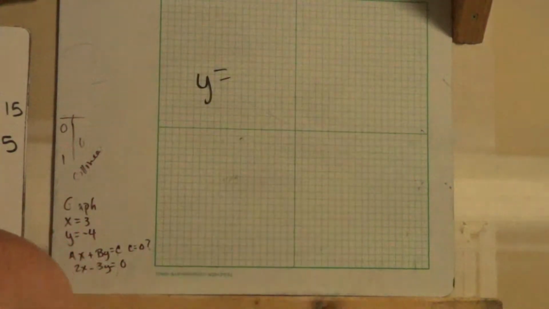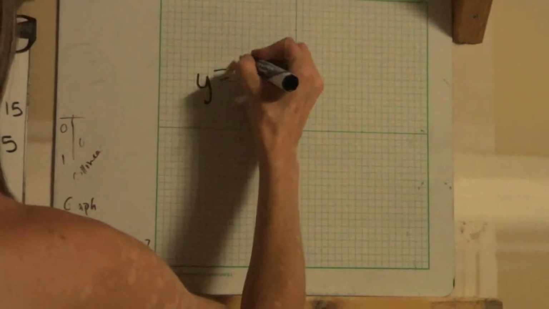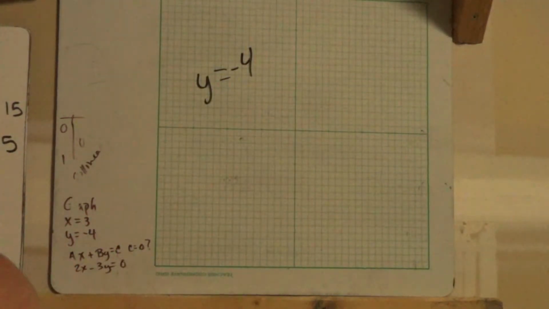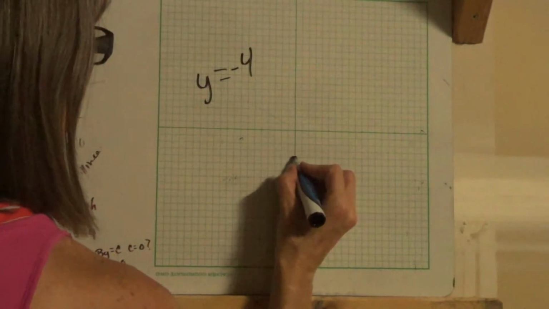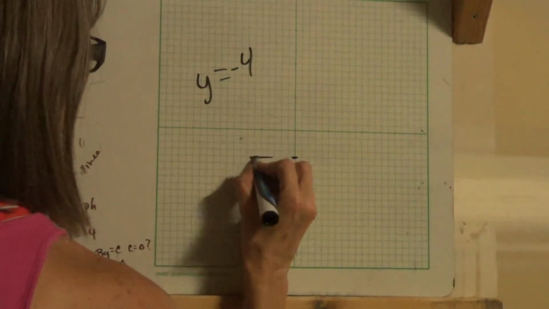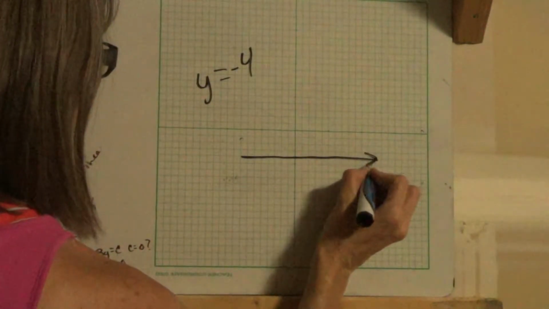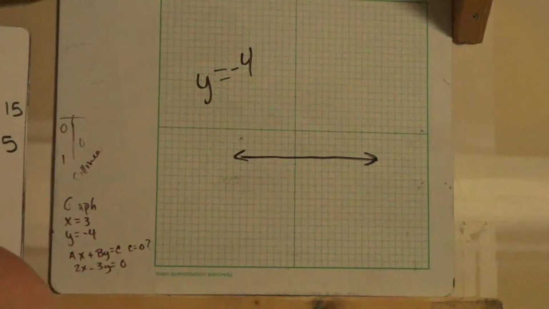Now another example would be y. Let's give a graph here. Let's say it's y equals -4. This time it cuts through the y-axis. So we come down to -4, draw our line right through the y-axis.